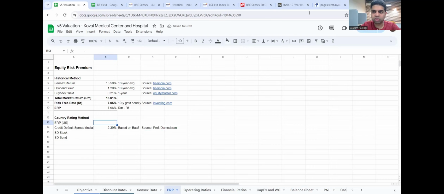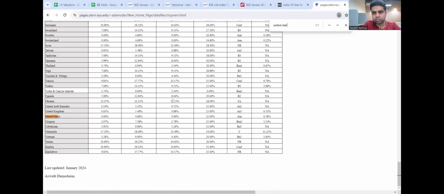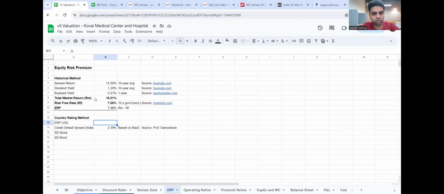Now, what about the equity risk premium for the US market? Let's type United States. If you see, the default spread for the US is 0.00 because it's AAA, right? That's what we had talked about a while back. The US market doesn't have any default spread. It's not perceived to be risky. So the equity risk premium for the US, which is the mature market, is 4.6. So let's pull that information. And now what we need is these two.